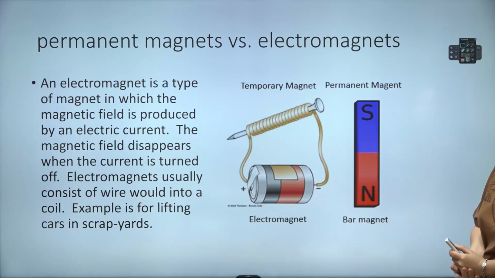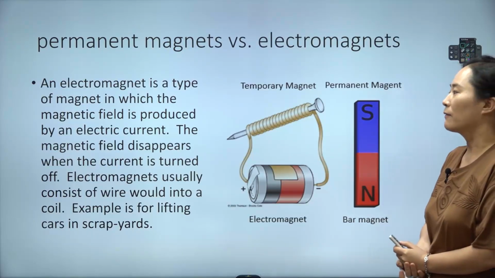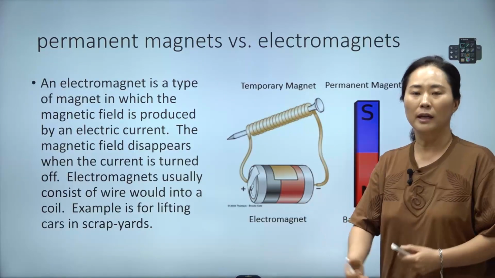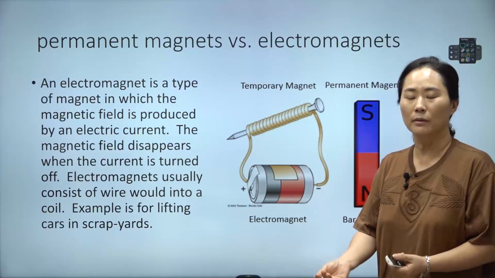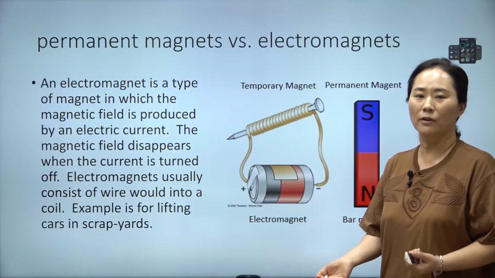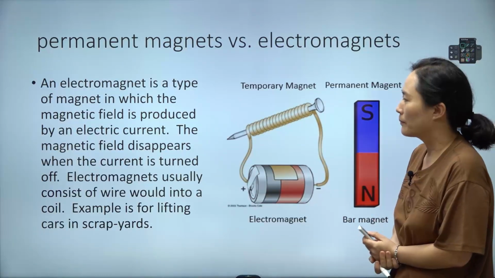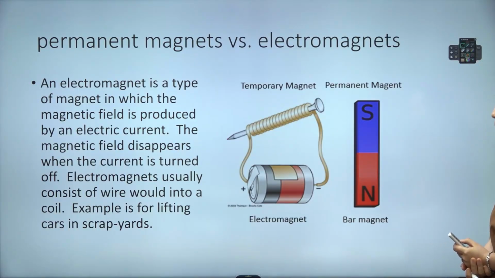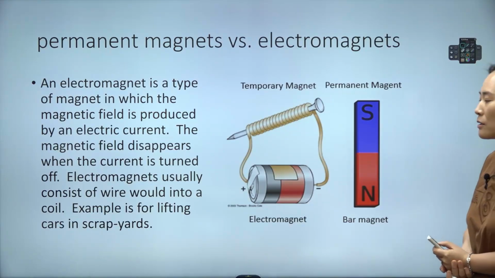An electromagnet is a type of magnet in which the magnetic field is produced by electric current. If the current is applied, it shows magnetism. If it's away from the current, it just comes back. It does not have the characteristic of magnetism. The magnetic field disappears when the current is turned off. Electromagnets usually consist of wire wound into a coil. An example is for lifting cars in the scrap yard.